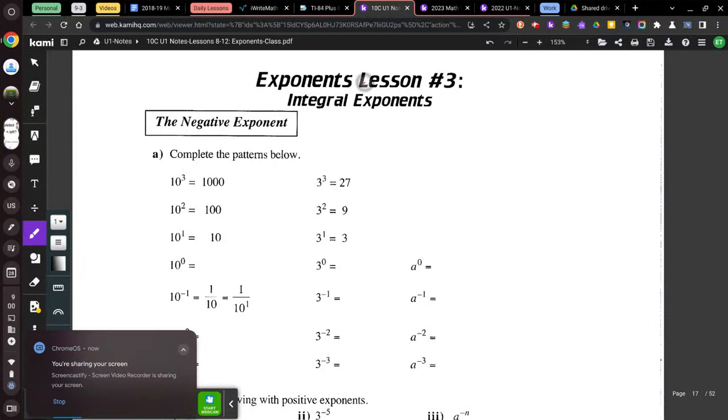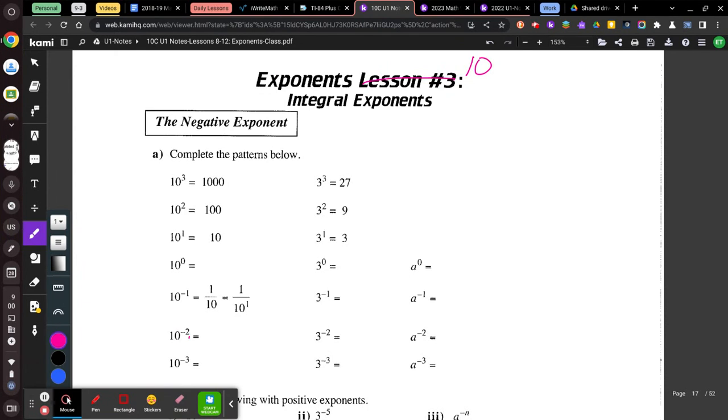Okay, this is lesson 10 of unit 1, and we are talking now about negative exponents. So we're going to take a look at our patterns. We see 10 exponent 3. This gives us 1,000.